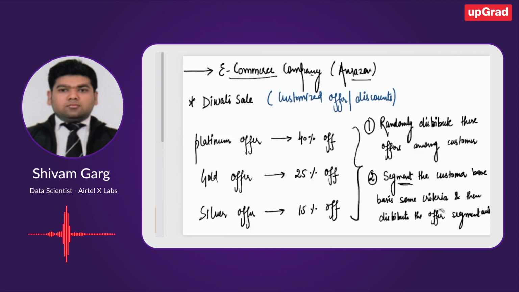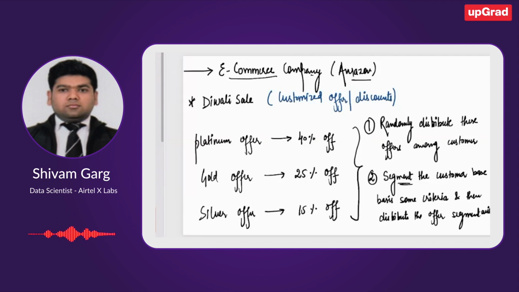They will take some criteria, maybe let's say high value transaction amount, or frequency of shopping, category of shopping, total amount of shopping, average amount of shopping, and the frequency in the last 3 months, frequency in the last 6 months, or maybe how recently a customer has purchased any product. Correct. Let's say on the basis of those criteria and features, we distribute the offer segment wise.